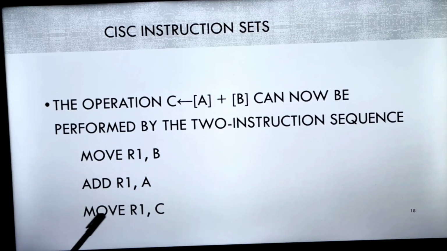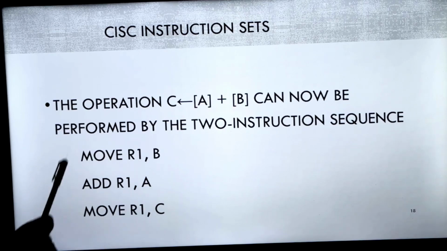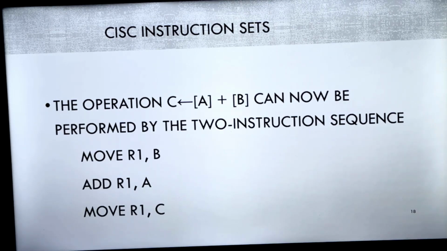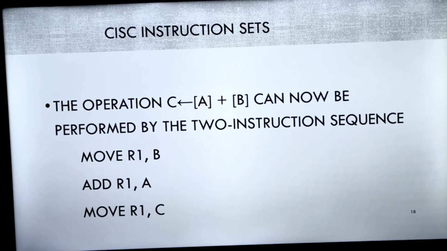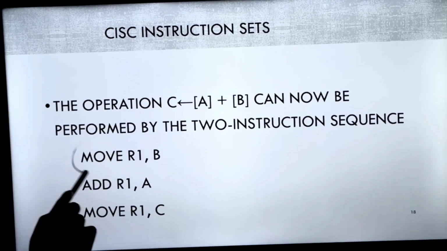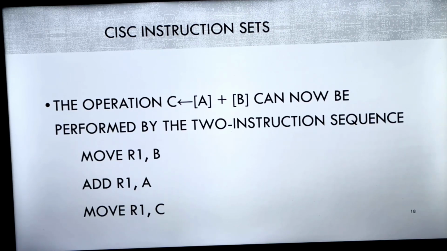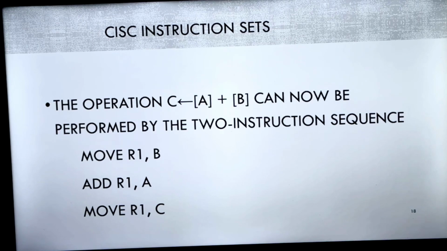So this is how I will write move R1 comma C. Whatever is inside R1, you just move it back to C. Now from this example, you may not get much difference between RISC and CISC. You will come to know very soon what the major differences are. First thing you can note here is move. This move keyword is used in CISC type of instructions. For RISC, we always use load or store. Fine, can you remember that?